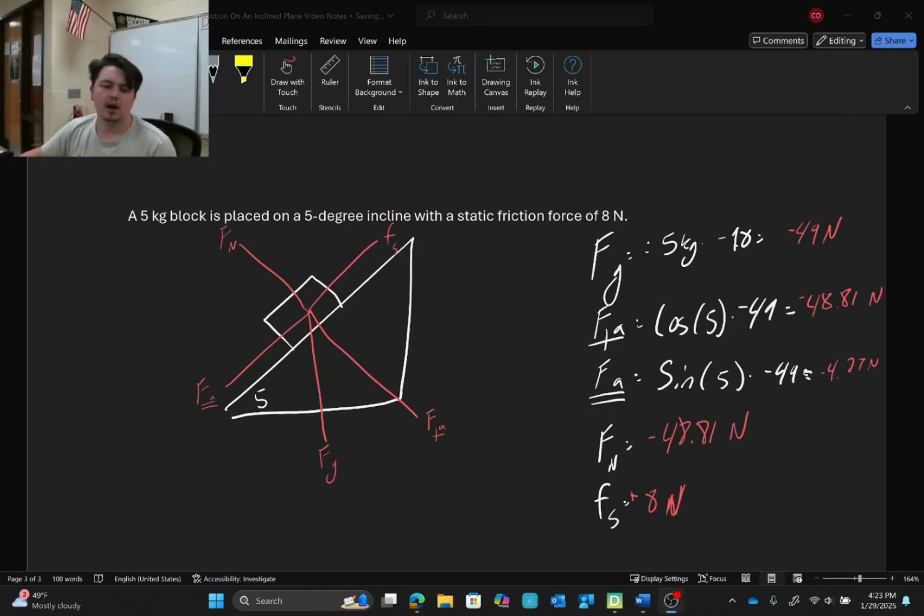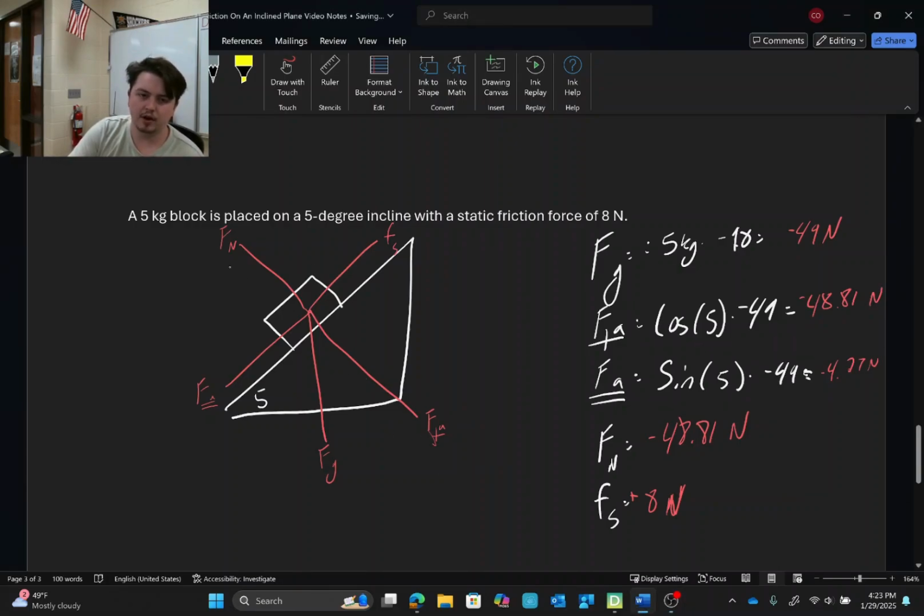And I'm back. All right, so here we have our diagram again. A 5 kilogram block is placed on a 5-degree incline with a static friction of 8 newtons. So we have our diagram here with our applied parallel force going down and our static friction opposed, and then our force applied perpendicular, as well as our normal force being the opposed force, and then gravity being the lone vector. So our force of gravity for 5 kilograms times negative 9.8 meters per second squared is going to be negative 49 newtons.